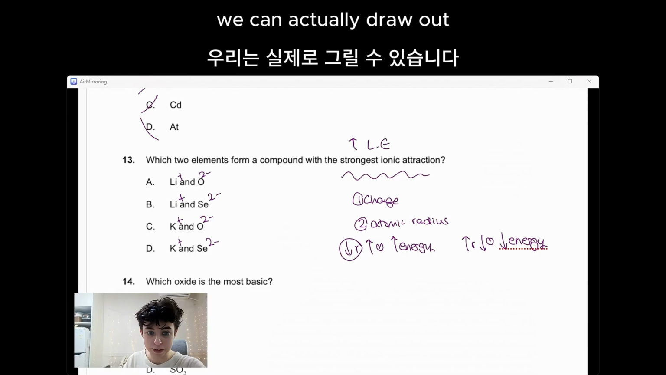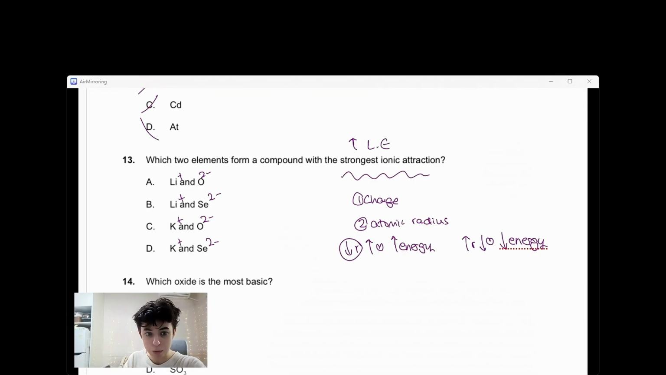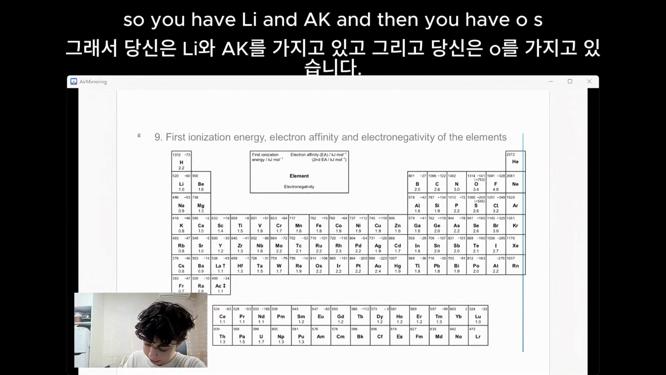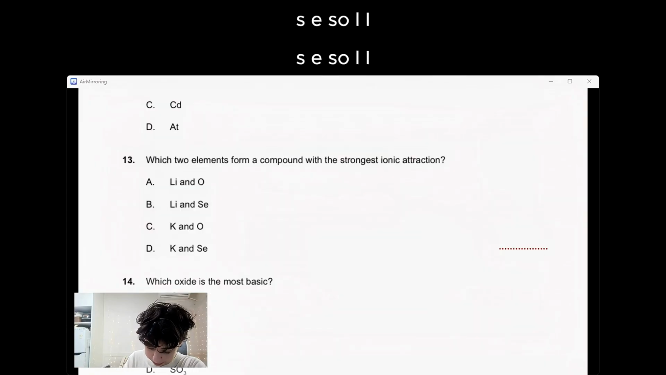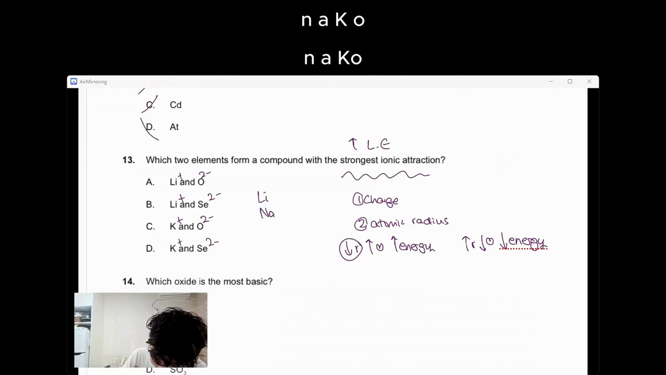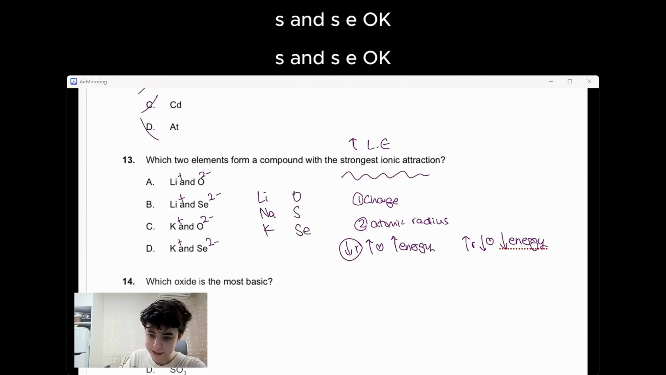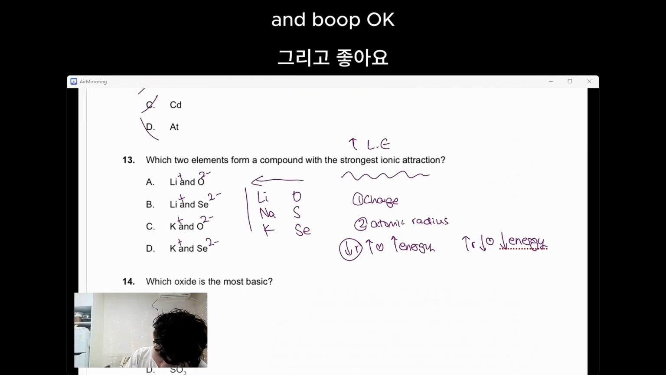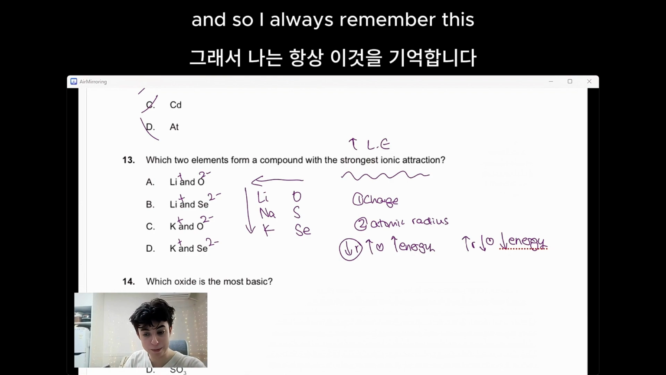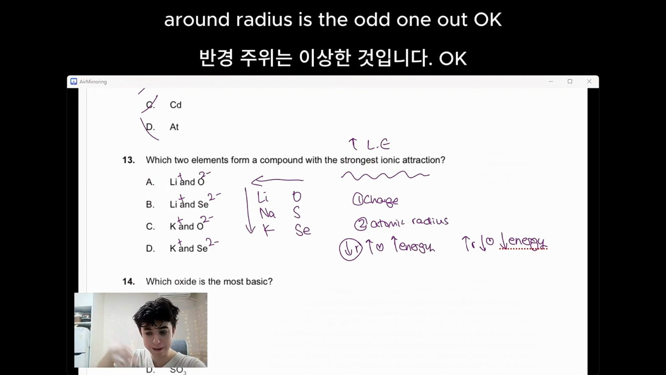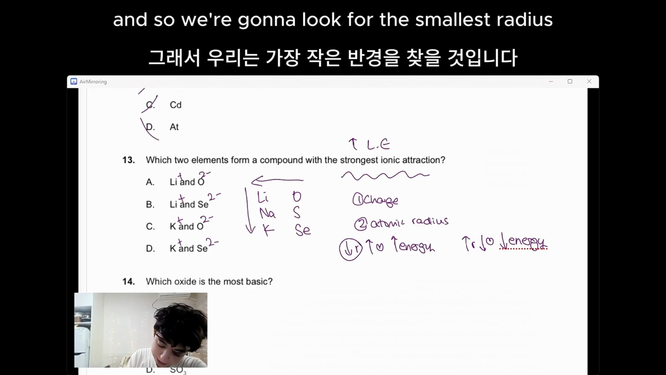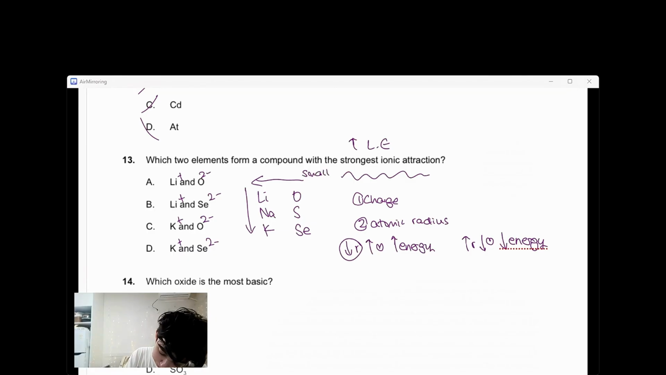So we're going to look for the pair of elements that have the smallest radius. We can actually draw out these elements on the periodic table, or you can look over here in your data booklet as well. So you have Li, Na, K, and then you have O, S, Se. The atomic radius trend goes in the opposite direction to the other trends. I always remember this because all of the other trends are the opposite way around. Radius is the odd one out. That's always how I remember it. We're going to look for the smallest radius.